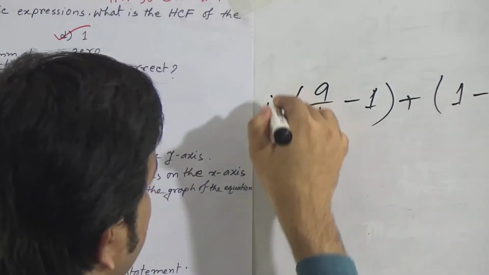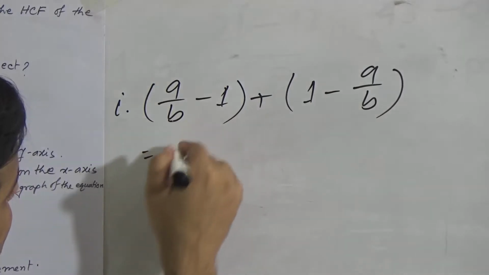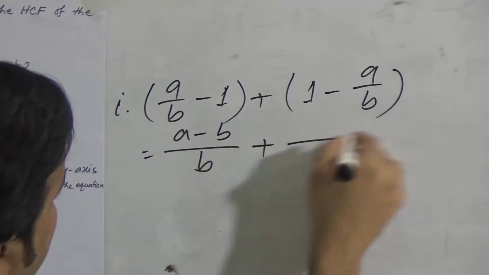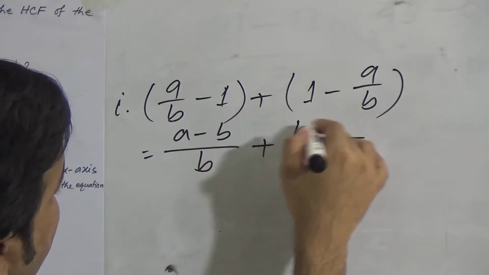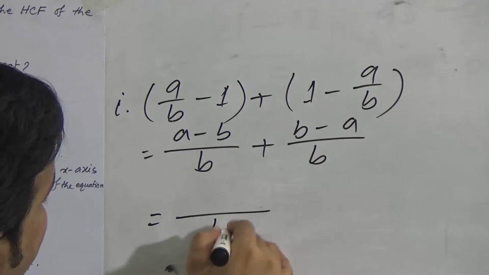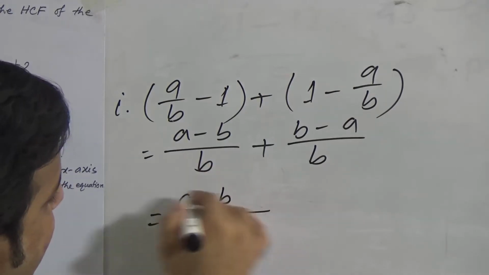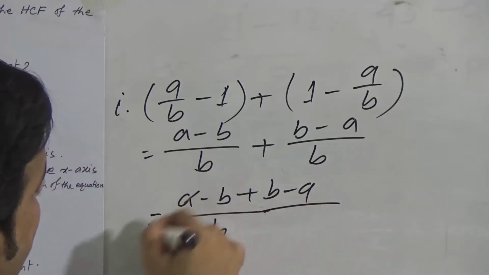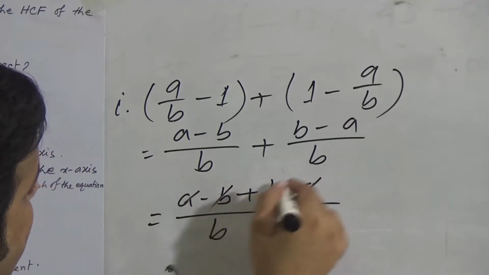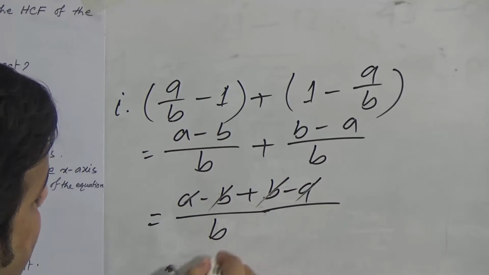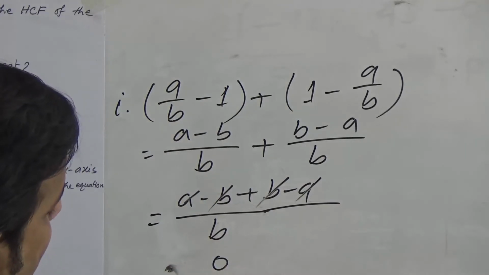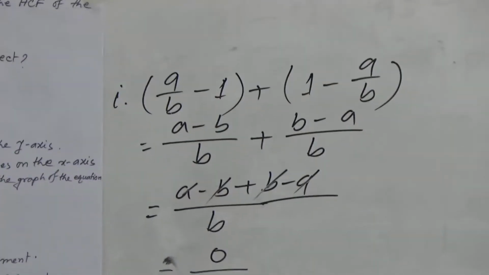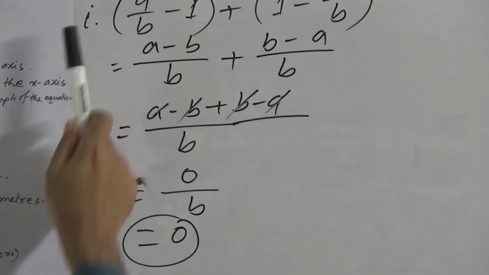For the first one, now do the sum: b, a minus b, plus b, b minus a. So if we add, we will get a minus b plus b minus a, all over b. Now this a is positive, this a is negative, this b is negative, this b is positive. It means that 0 by b. So we can write here 0. It means that the summation is 0. The summation is 0, so 1 is true.